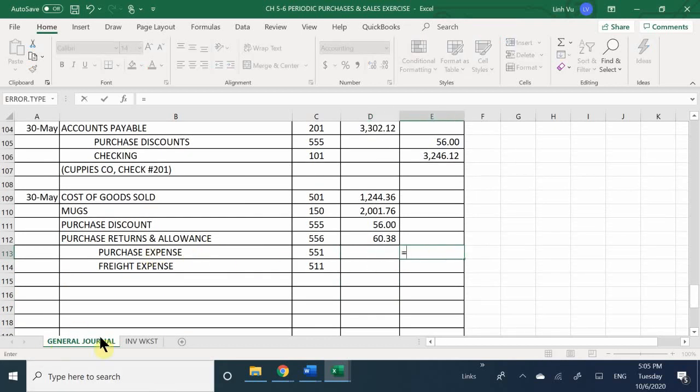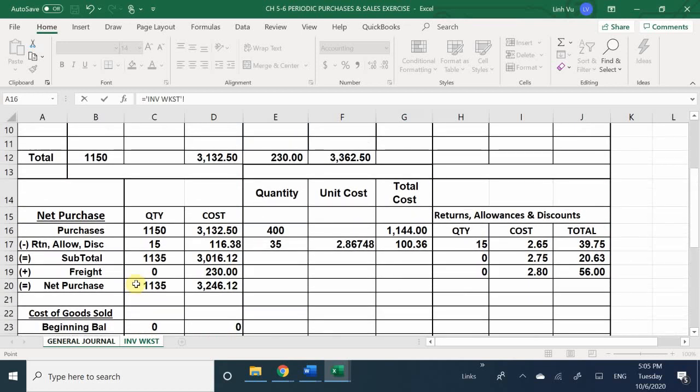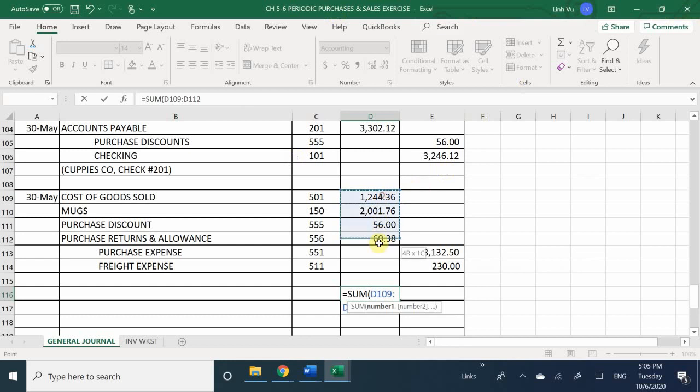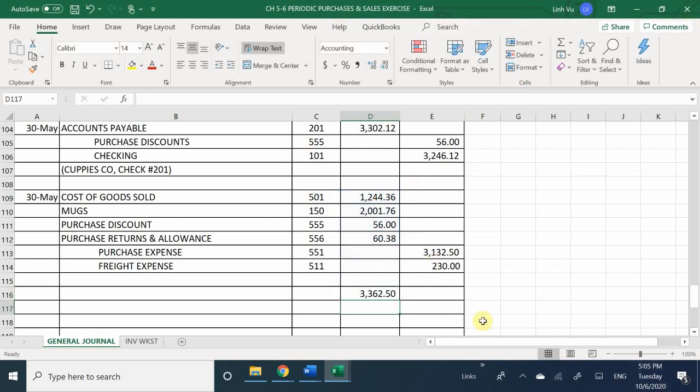Okay. What was my total purchases? $3,132.50. Yes. And lastly, what was my total freight expense? $230. All right. Now go ahead and add up your columns to see if you match, and they should match. Yes, those are $3,362.50. Good. And that is it for the end of this entire scenario.